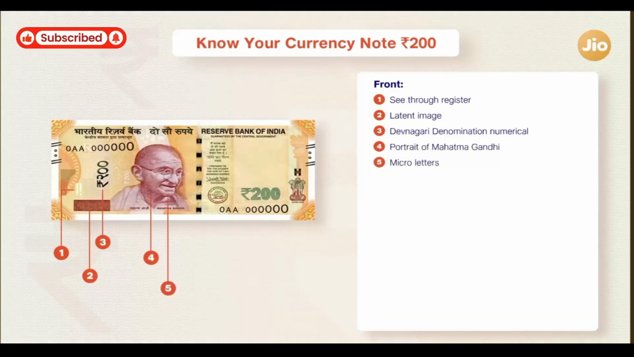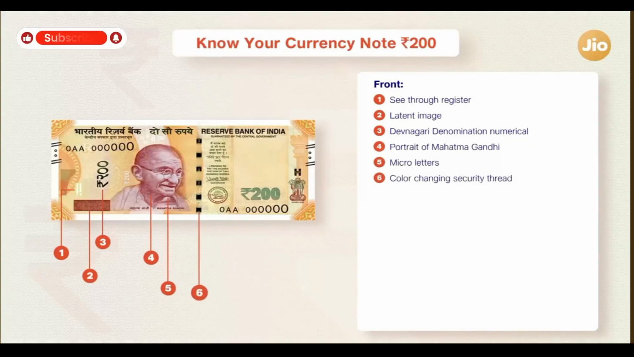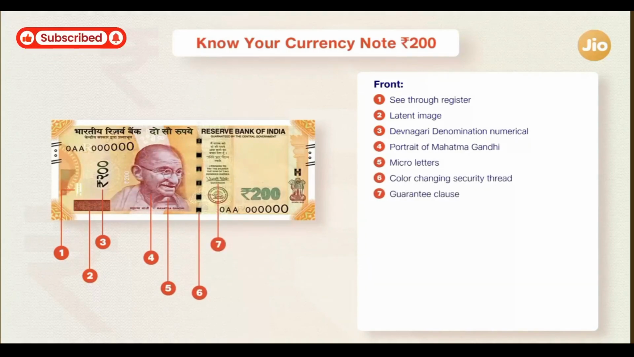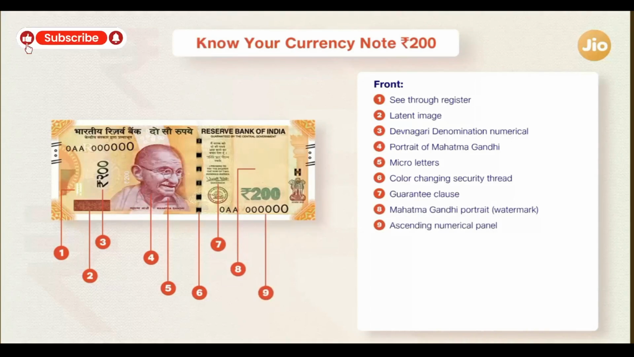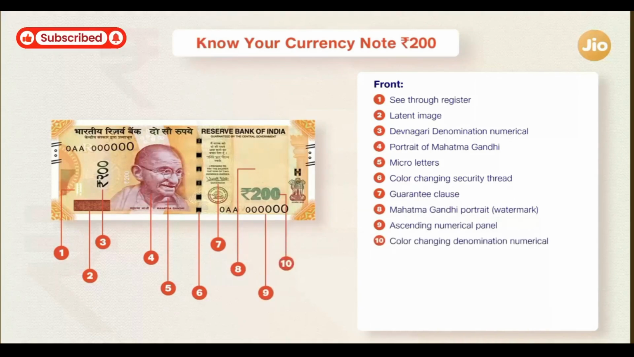Fifth, micro letters. Sixth, color changing security thread. Seventh, guarantee clause. Eighth, Mahatma Gandhi portrait as watermark. Ninth, ascending numerical panel. 10th, color changing denomination numerical. 11th, and the Ashoka pillar emblem on the right.